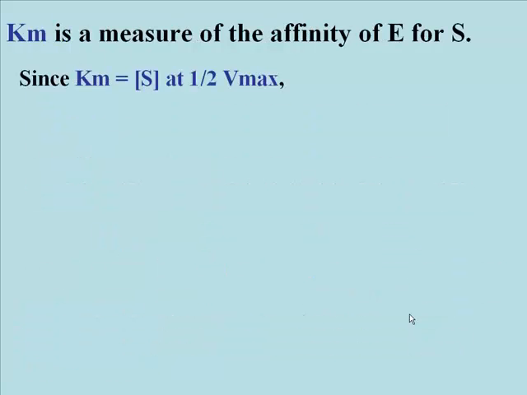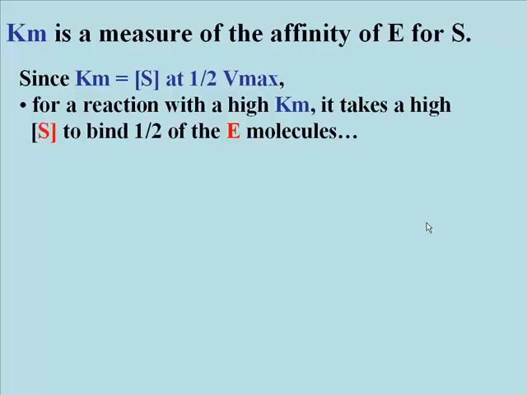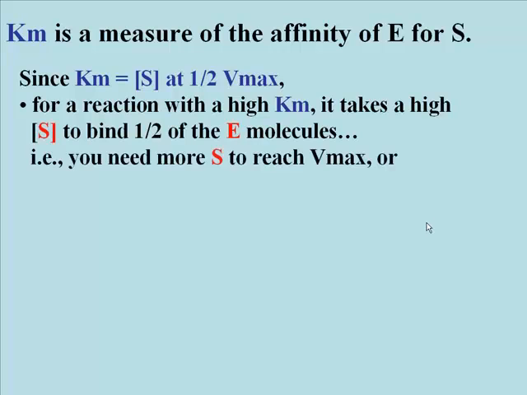What about Km? Km is the measure of the attraction of E for S. We say the affinity of enzyme for substrate. Let's look and see why this is so. Km, remember, is equal to the substrate concentration at 1/2 Vmax. So for a reaction with a high Km, what that means is it will take a high concentration of substrate to bind half of the enzyme molecules, won't it? You need more substrate, in other words, to achieve half Vmax and therefore also Vmax, the maximum catalytic rate.